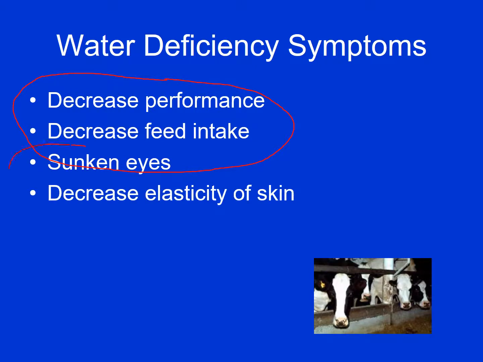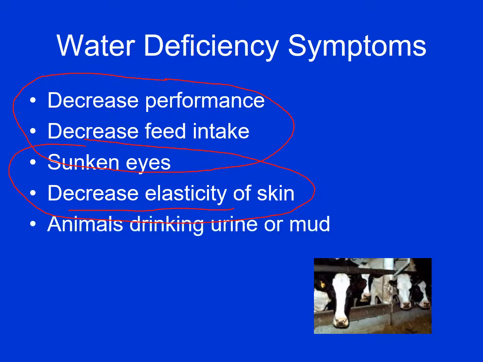And next we have a couple of symptoms of dehydration: sunken eyes, or decreased elasticity of the skin. One way to check for dehydration is just to pull up the skin. If it remains tented and does not return to its original shape, the animal may be dehydrated and needs water badly. If you notice animals drinking urine, blood, or mud, basically animals should be drinking good, clean water at all times.